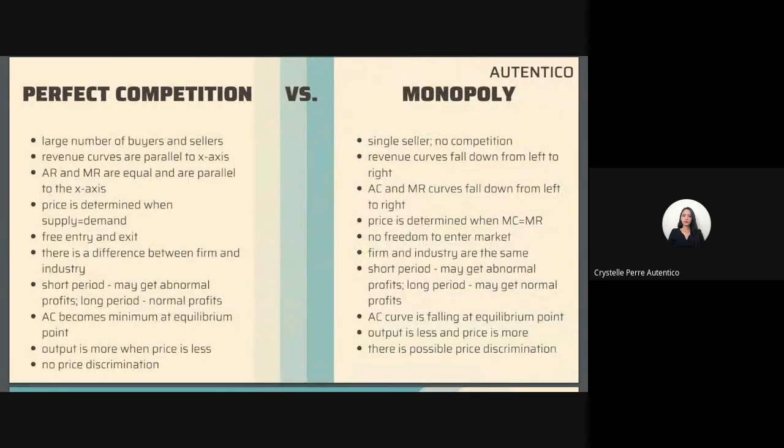So now that we have grasped the idea of monopoly, we can now differentiate it from perfect competition, which was discussed by Ms. Tito. So in perfect competition, there is a large number of buyers and sellers. Sellers produce similar products, and the activity of a single seller or buyer may not influence the entire market price. Whereas in monopoly, there is only a single seller of a commodity, which means there is no competition.